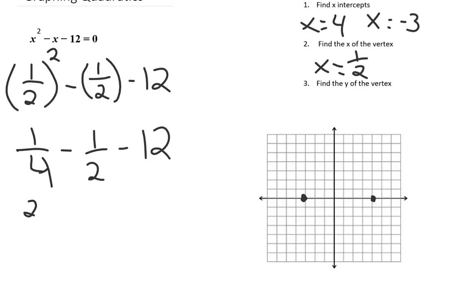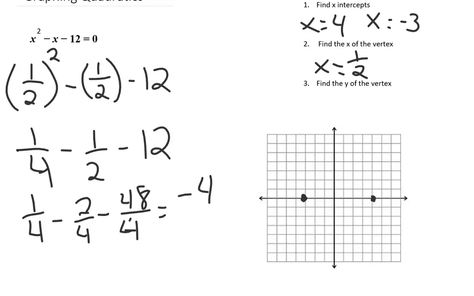Let's find a common denominator here. So I'll have 1/4 minus 2/4 minus 48/4. 1 minus 2 gives me a -1, minus 48 gives me a -49/4, which is a little bit less. We'll say it's -12 1/4.